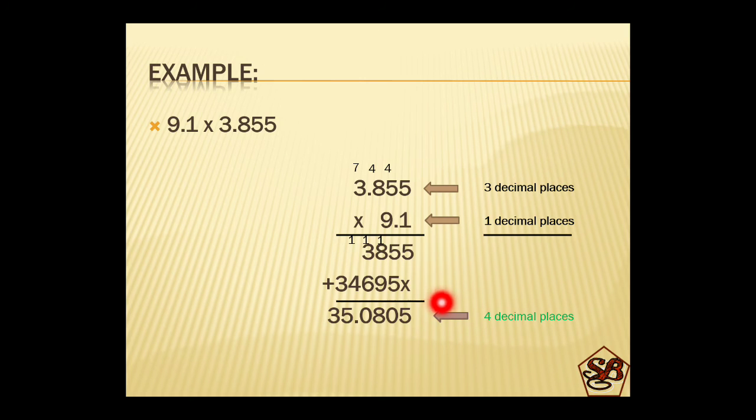So we will put the decimal point after 4 places, starting from the right hand side, 1, 2, 3 and 4, and we put the decimal point here. So the final answer is 35.0805.